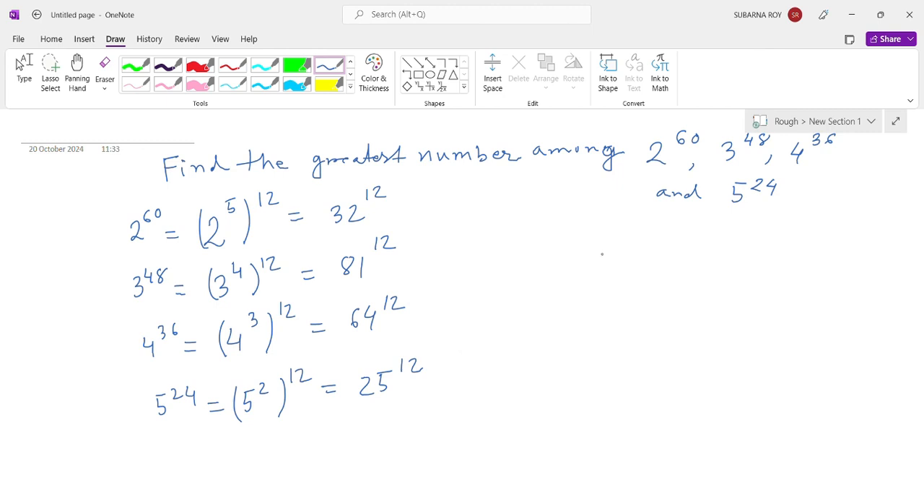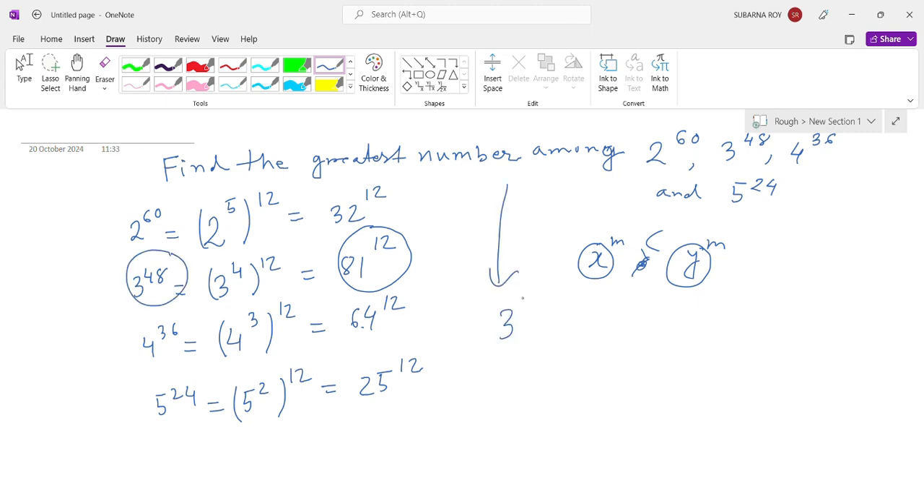So we know x to the power m and y to the power m. If the power is the same, then x and y decide the greatest number. So whenever x is greater than y, then this will be greater. Whenever y is greater than x, then it will be this. So from this we get 81 to the power 12, and 81 is greater than 32, 64, 25. So this will be greater among these numbers. So this number will be the greatest number.